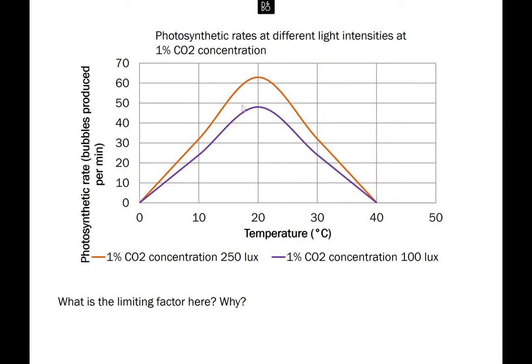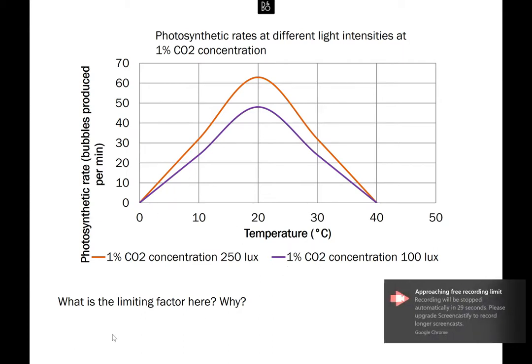So now, this is another experiment that we're looking at. The purple line represents the first experiment, which is carried out at 100 light intensity, 100 lux. And the red line is represented by 250 lux. The carbon dioxide is the same, 1%. So what do you think is a limiting factor here and why?